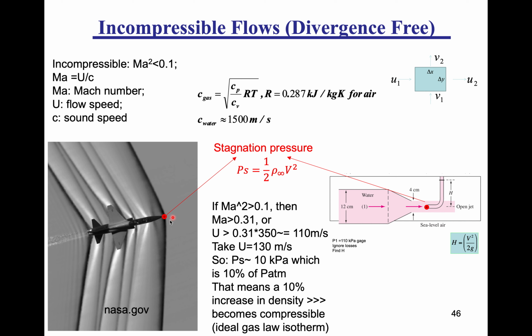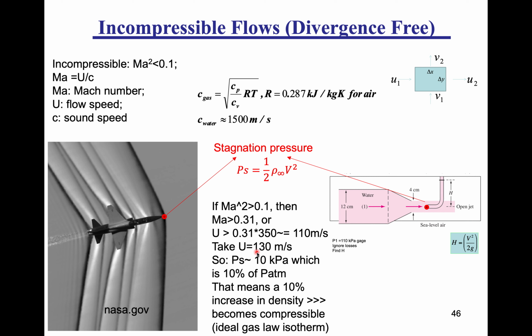So let's see what stagnation pressure we get if, let's say, I exceed my Mach number squared of 0.1. If you take the square root of Mach squared 0.1, that means Mach of 0.31. And we computed the speed of sound to be 350 meters per second. So let's multiply 0.31 by 350. We're saying if my aircraft speed exceeds 110 meters per second, so that Mach squared goes above 0.1, then I'm going to get a compressibility effect.